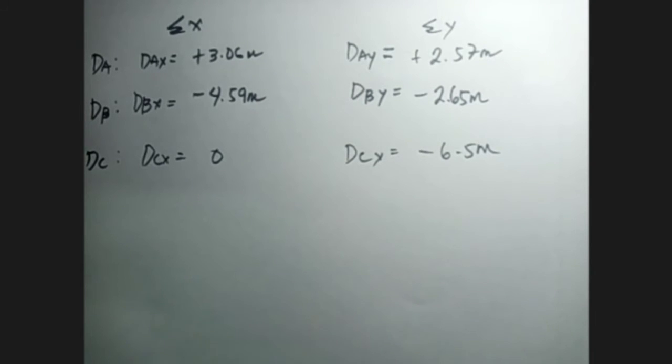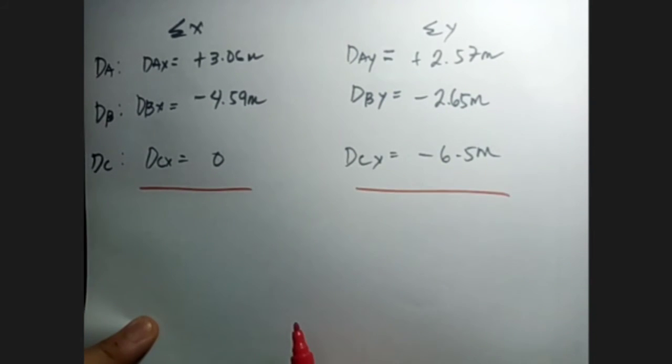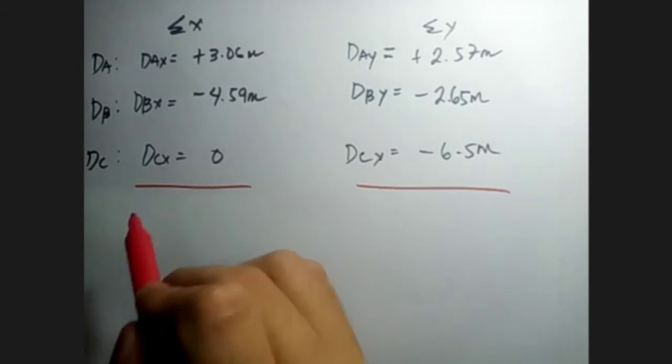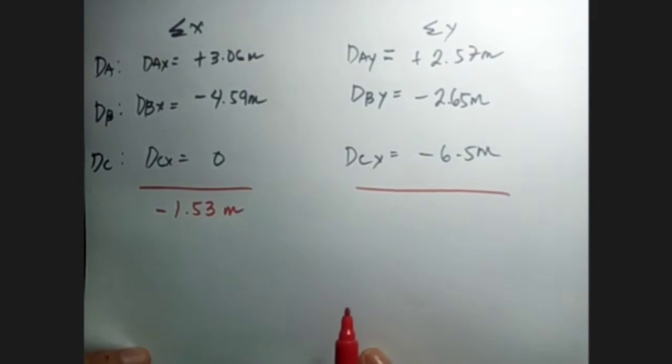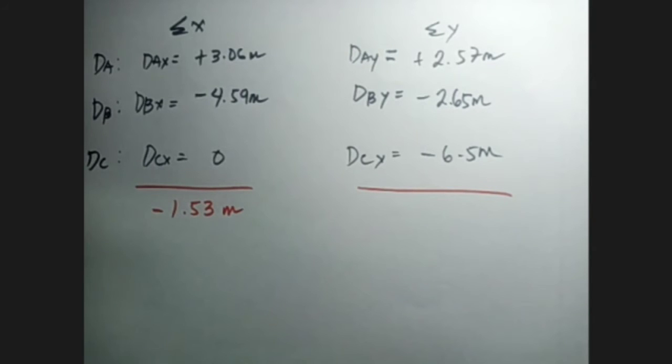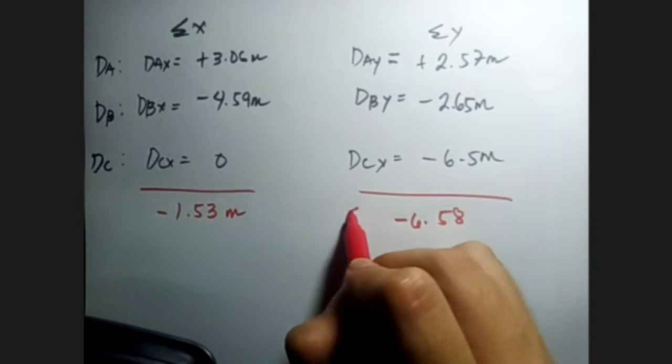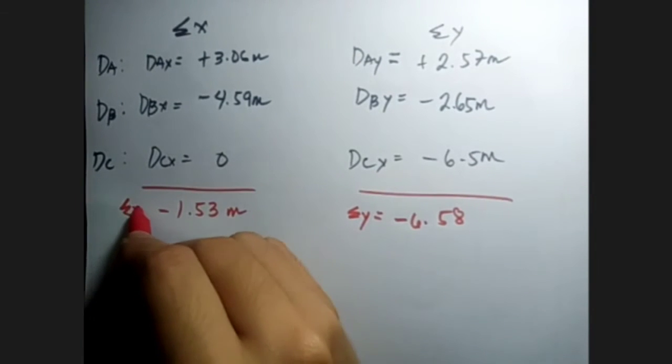Add natin lahat, kasi we need to determine all x's and all y's. So positive 3.06 plus negative 4.59, kamukha lang ng pag-add ng integers, is equivalent to negative 1.53 meters. And on the other hand, we have 2.57 plus negative 2.65 plus negative 6.5, equivalent to negative 6.58. So this is the summation of y. This is the summation of x.